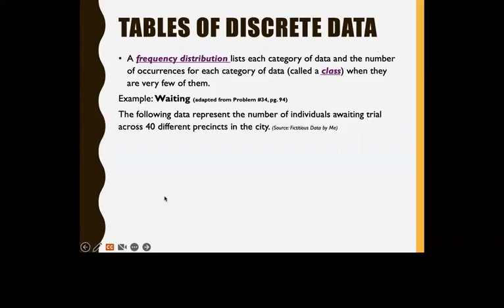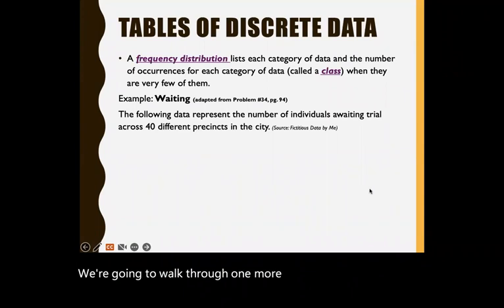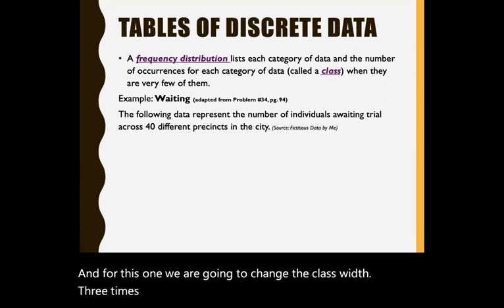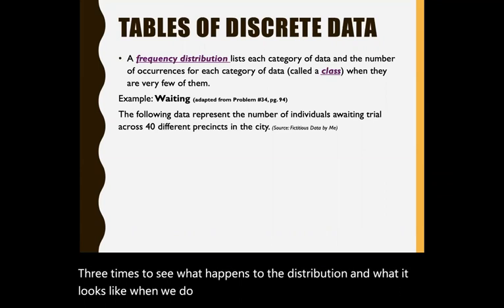We're going to walk through one more example. And for this one, we are going to change the class width 3 times to see what happens to the distribution and what it looks like when we do that each of those times. So we're going to start out with just looking at the data first.